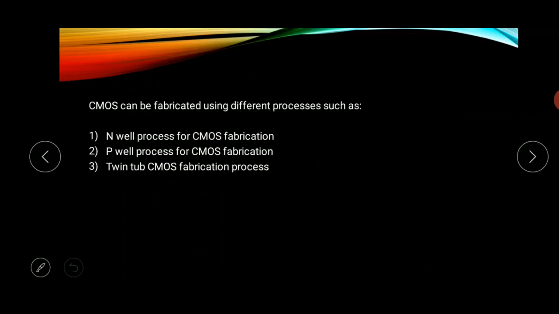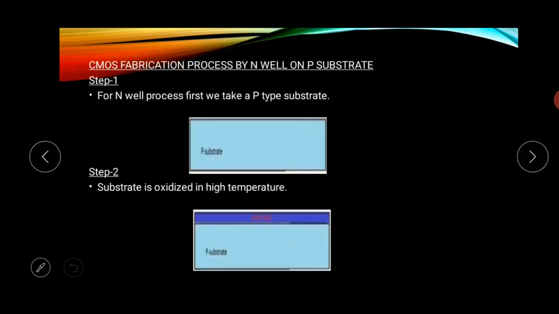As we know, CMOS can be fabricated using different processes such as the N-well process, the P-well process, and the twin tub CMOS fabrication process. So today we will discuss the N-well process for CMOS fabrication. In N-well technology, N-type diffusion is done over a P-type substrate. For this type of fabrication we have to follow several steps.